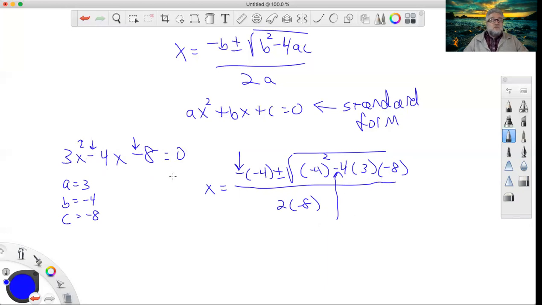If you try to do this with completing the square, it's going to suck just as much, if not more, because when you divide by 3, you're going to get a whole bunch of fractions. And so doing it with completing the square is not fun. Probably the quadratic formula is the way to treat that. But that's basically the way they go.